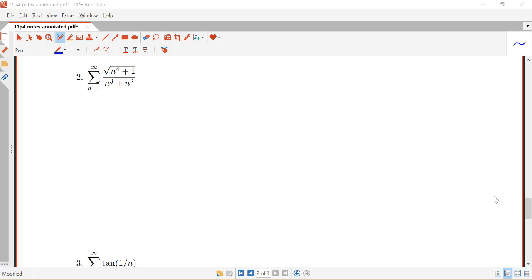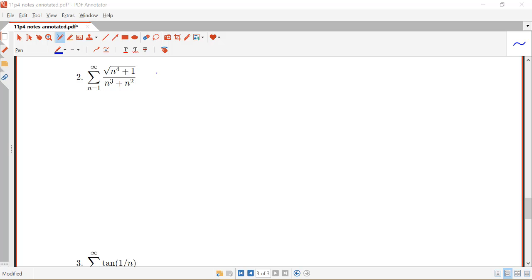In this video, we're going to be looking at 3 more examples of using the limit comparison test. So for our first example, we have the sum from n equals 1 to infinity of the square root of n to the 4th plus 1 over n cubed plus n squared.